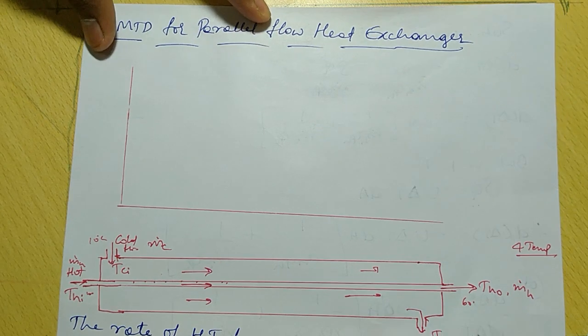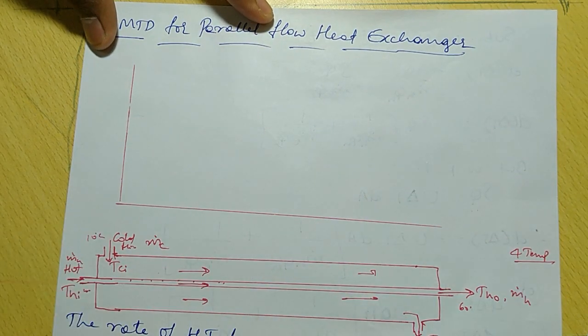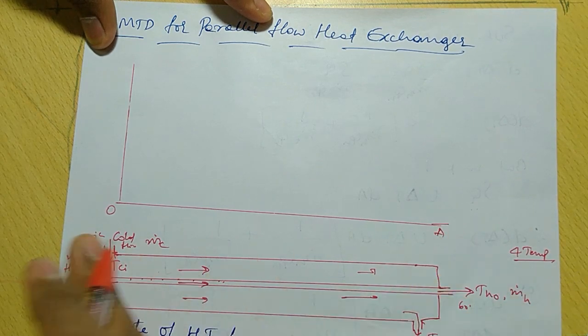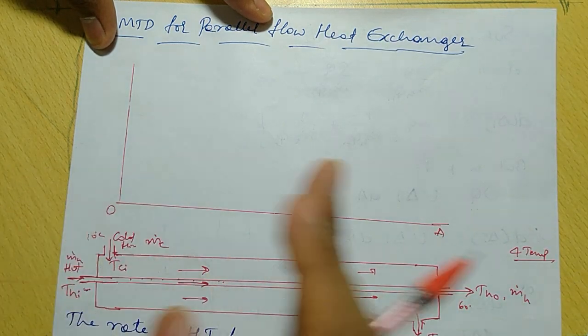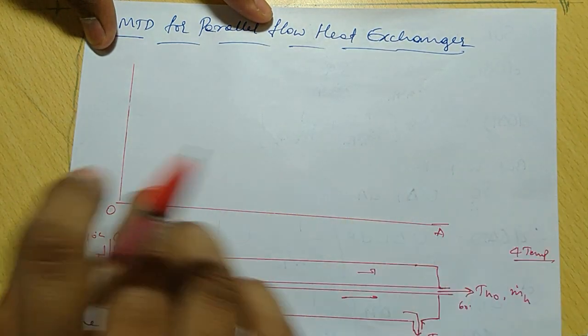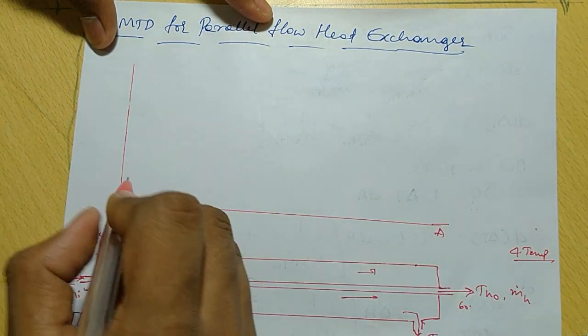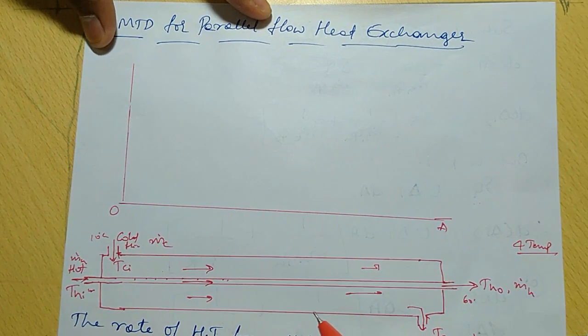Now I will express the same thing on a graph. Consider this from 0 to A, meaning the complete area, from one section to this area, along this direction. A means area, and the y-axis represents the temperature.